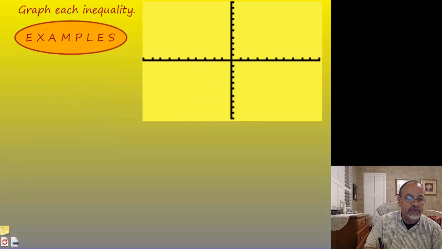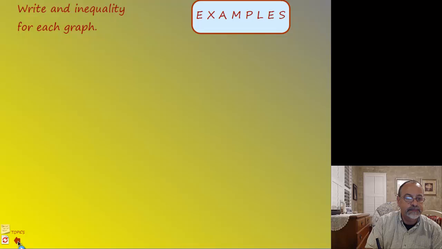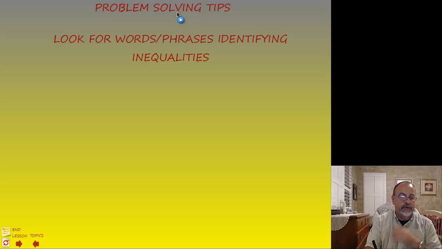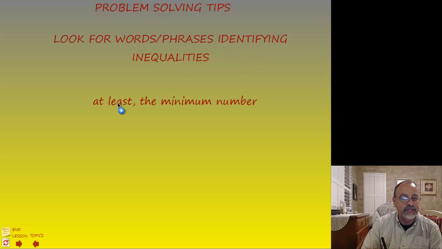I do want to talk about some problem solving tips, so let me go ahead and do that for you, and then we'll wrap up this chapter. Some things to remember when you're problem solving, and basically when we're looking at word problems. Again, we want to be careful to look for words or phrases that identify inequalities. Phrases like at least or the minimum number. When you say you need at least $10, that means you need to have $10 or anything more than that. So at least is actually a greater than or equal to sign.